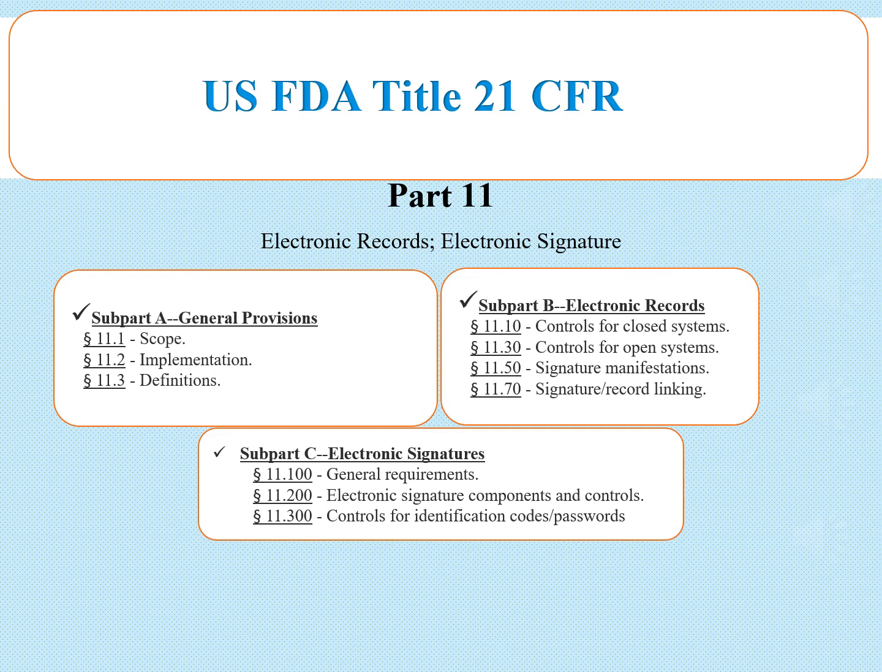Subpart C Electronic Signatures. 11.100 General requirements. 11.200 Electronic signature components and controls. 11.300 Controls for identification code/passwords.